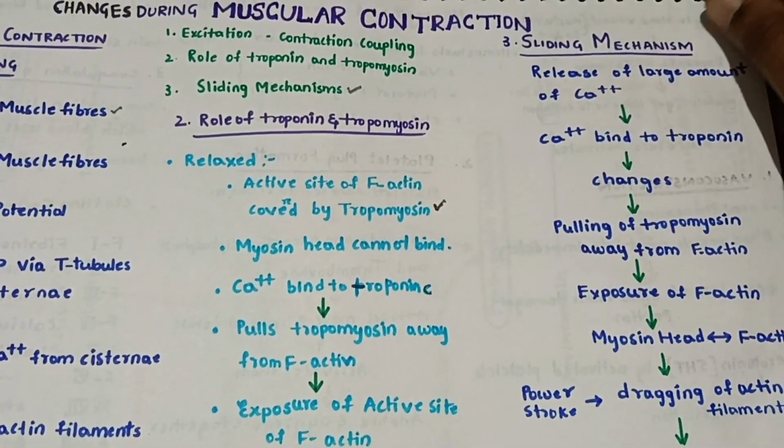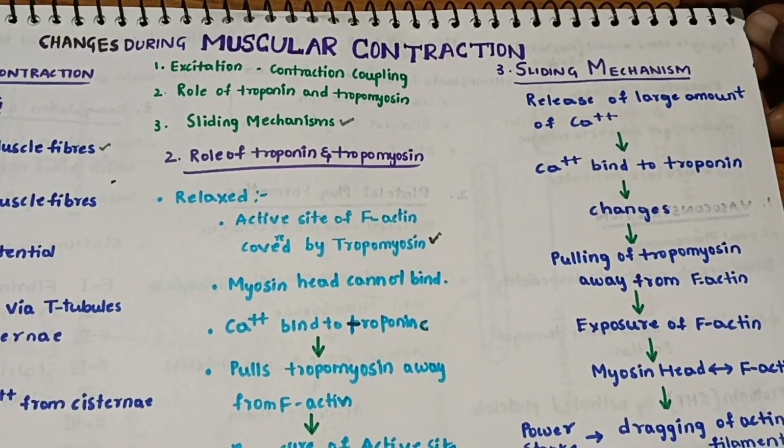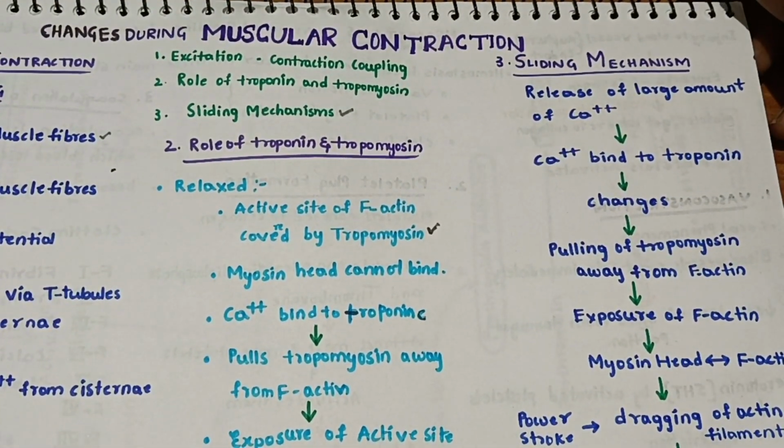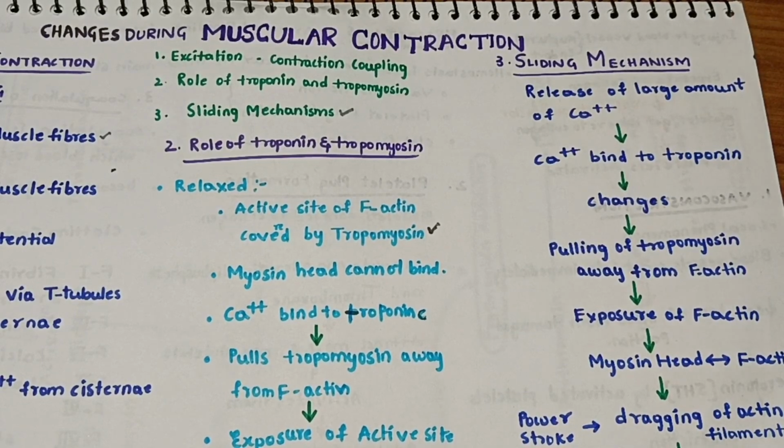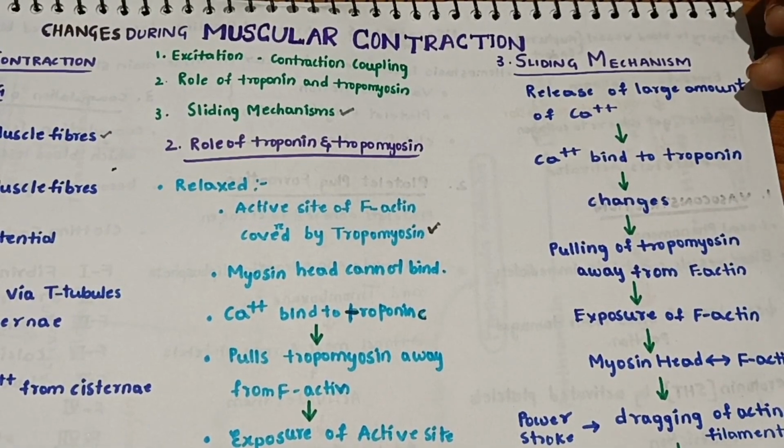Now let's see the sliding mechanism of muscular contraction. As I said, there will be a large amount of release of calcium from the cisternae. Cisternae are present in the transverse tubule. So there will be release of calcium ions. Whenever it is released, the calcium binds to the troponin, as I said, to troponin C.